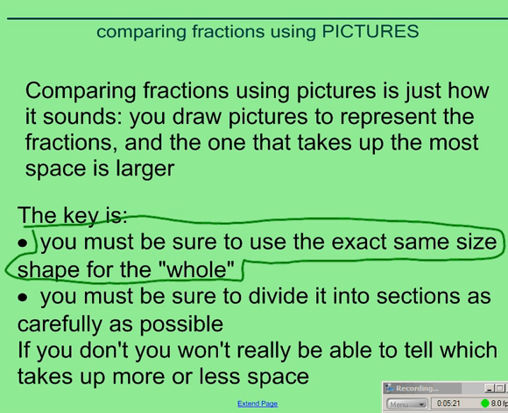If you are comparing two fractions to see which one shades more, you can't have one of the wholes being larger or smaller than the other one because you won't be able to compare them. You must be sure to divide it into sections as carefully as possible. If you don't, you really won't be able to tell which one takes up more or less space. So this one takes some accuracy with drawing. So if you have very good accuracy with drawing, this would be a good one for you.